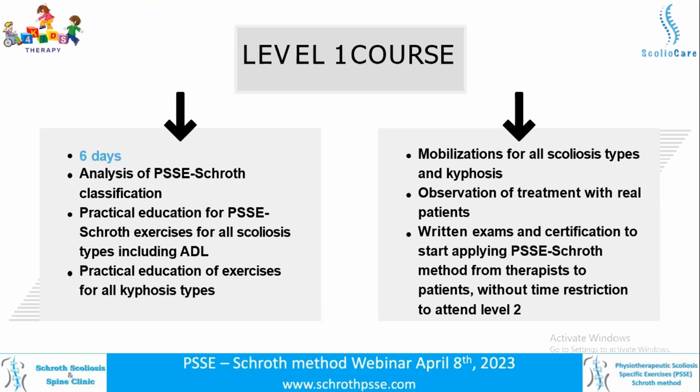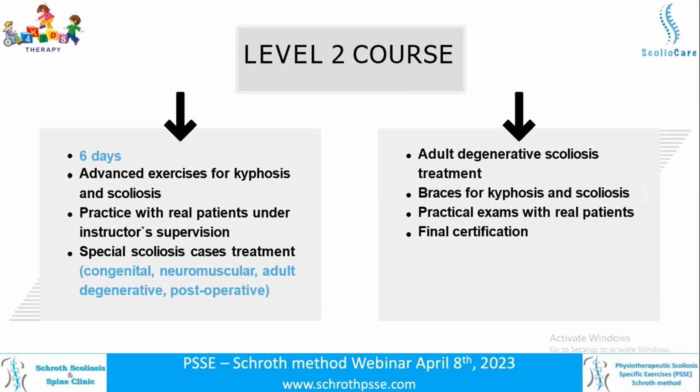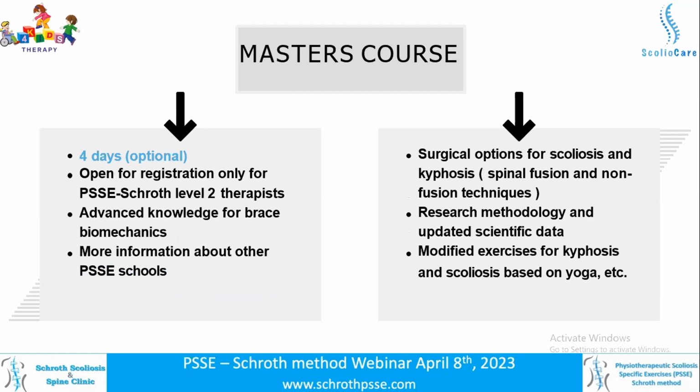Level 2 course is a 6-day course. There will be more advanced exercises for kyphosis and scoliosis. This part is beneficial to participants who never dealt with scoliosis patients before. There will be an introduction to other scoliosis types like congenital, neuromuscular, adult, degenerative, and post-operative. And also there will be another introduction to the braces for kyphosis and scoliosis.